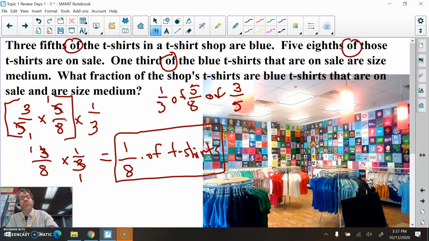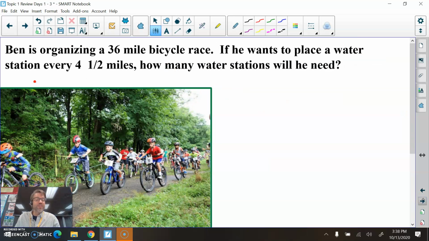Very quickly, I just want to show you one more thing here that I could have done in this problem. I could have done all of my simplifying right away, like 5 and 5 cancel out, 3 and 3 cancel out. And then I could just go 1 times 1 times 1 is 1 over 1 times 8 times 1, which is 8. And I get the same answer, 1/8 of the t-shirts. Okay? If that makes sense to you, awesome. You can do that when you have more than two fractions. If it doesn't make sense to you, well, fine, just do this over here, what I did the first time, okay? All right, one more word problem for you, and then we'll be done here.